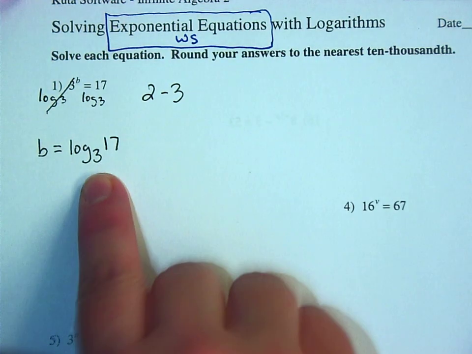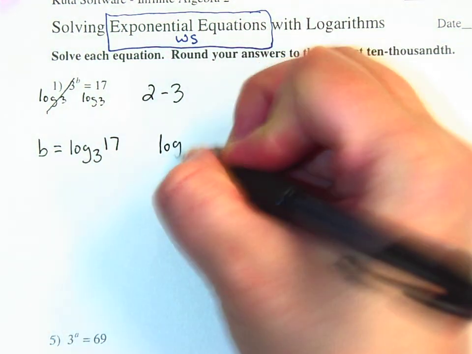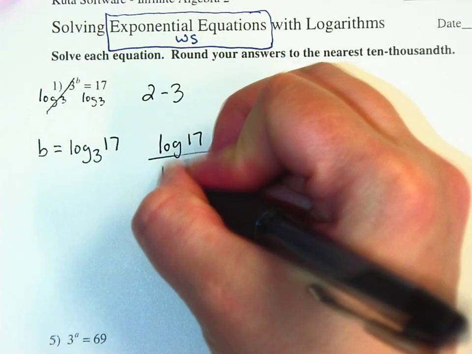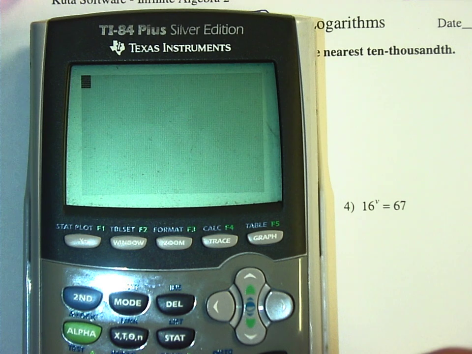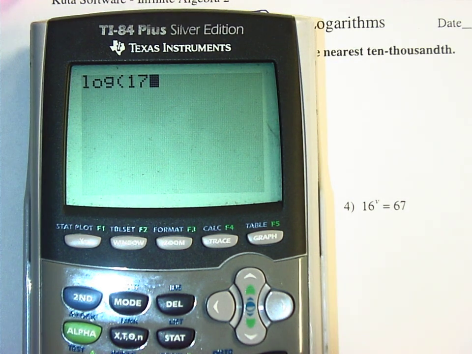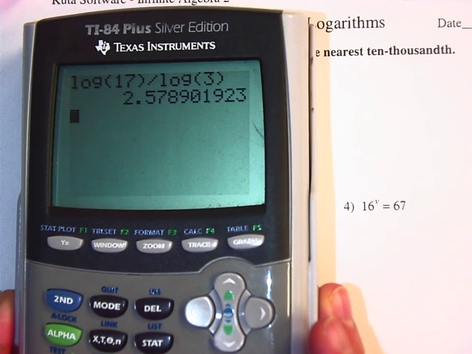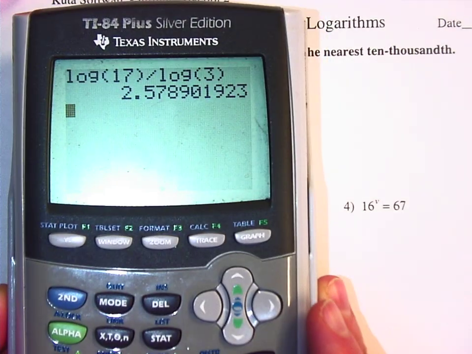Now you can do this in your calculator. You can do it 2 different ways. You can either use the change of base rule, because remember your calculator is in base 10, which means that you could say I'm going to take the log of 17 divided by the log of 3, which in this case is about 2.58.